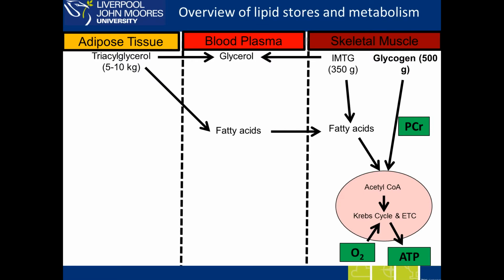So in terms of where we store lipids in the body, we store lipids in the form of triglycerides or triacylglycerols in the adipose tissue, and in a healthy lean individual this can be anywhere from 5 to 10 kilograms. We also have fatty acids in the blood, which can be taken up into the muscle, and we also have a store of lipid in the muscle called IMTGs or intramuscular triglycerides, and here we have around 350 grams. And these can then undergo energy metabolism processes, again to generate ATP.